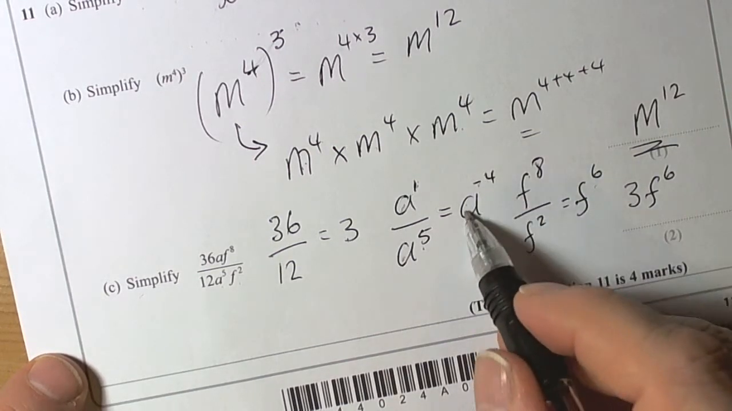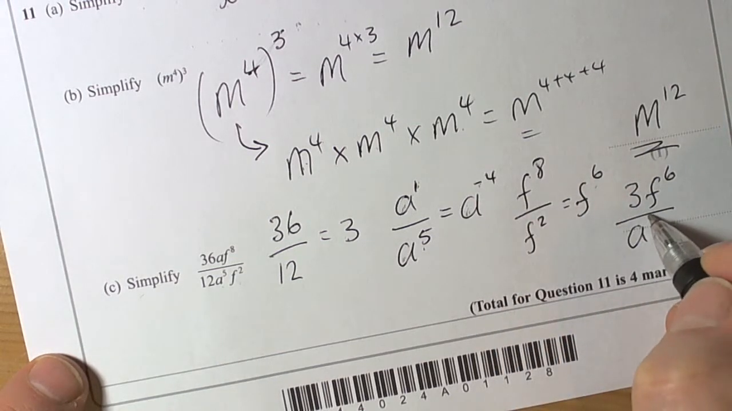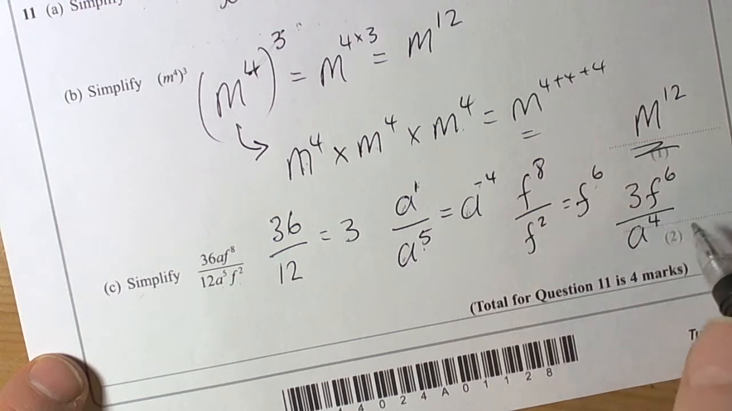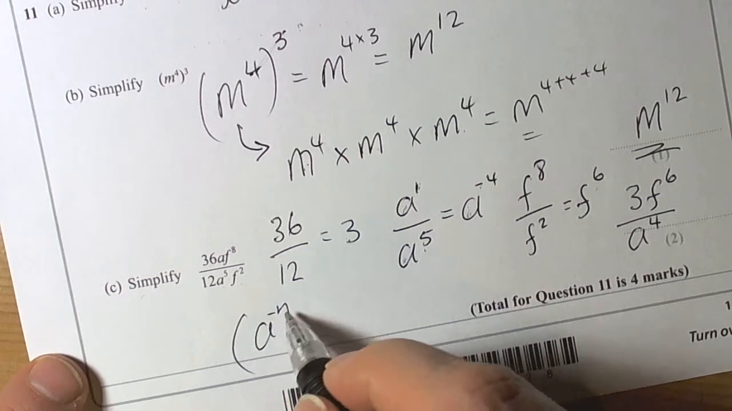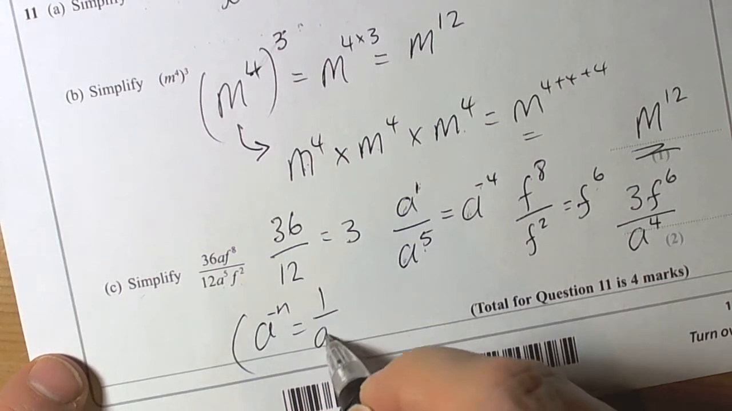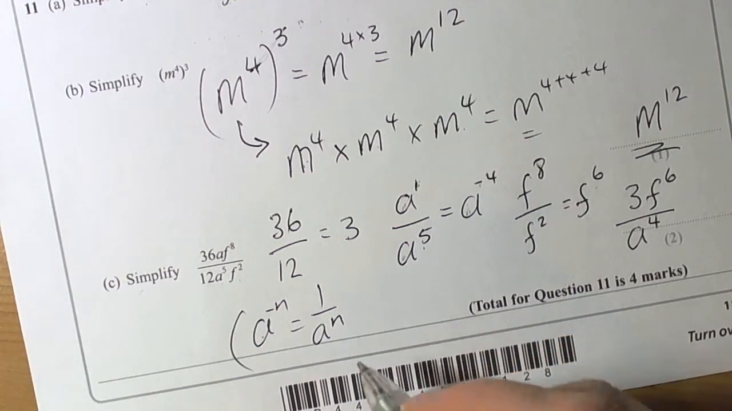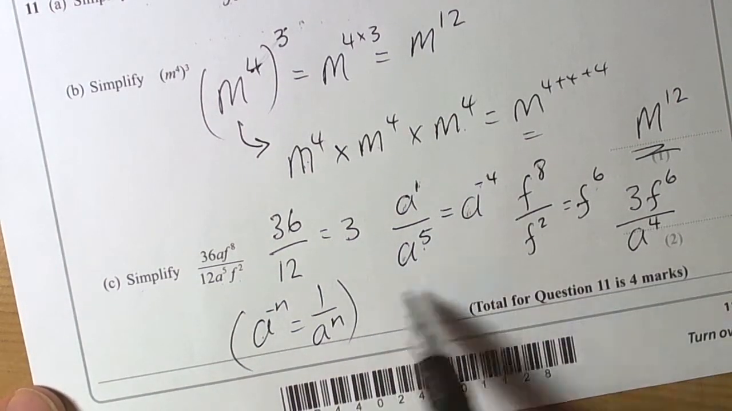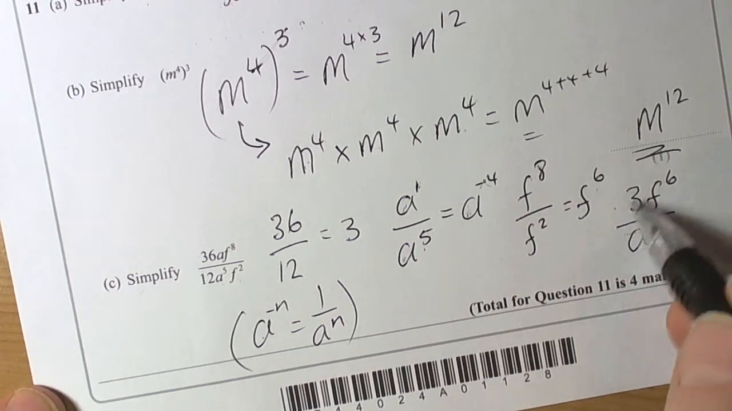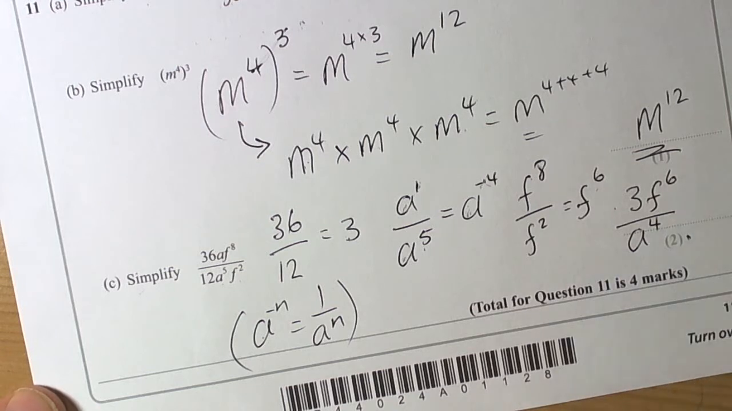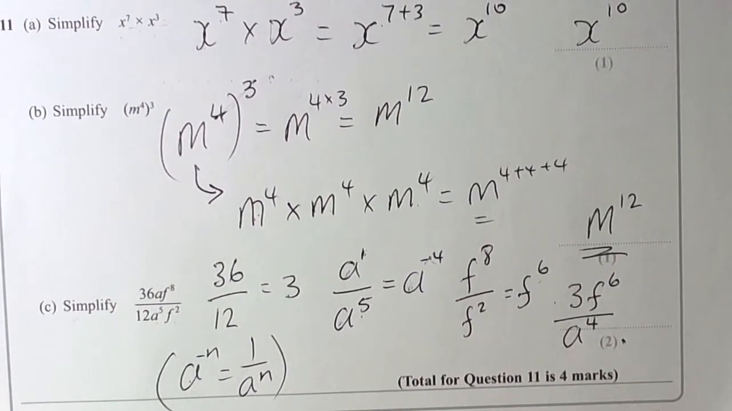Now the negative power here tells us that we should be putting that on the bottom of the fraction. So it's a to the power of 4 on the bottom. Again, if you remind yourself, there is a rule that says a to the power of negative something is 1 over the original base to the power. And therefore we can change the negative 4 here into 1 over a to the power of 4. So that would be our final answer for that question. So some examples of simplifying using the rules of indices.